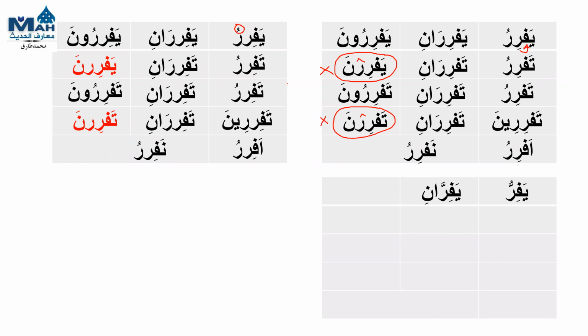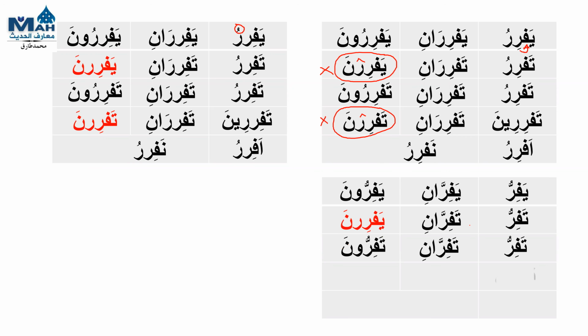Yafirru, yafirrani, yafirruna, tafirru, tafirrani, yafrirna, tafirru, tafirrani, tafirruna, tafirrina, tafirrani, tafrirna, afirru, nafirru. Okay. Now we want to make fail amr.